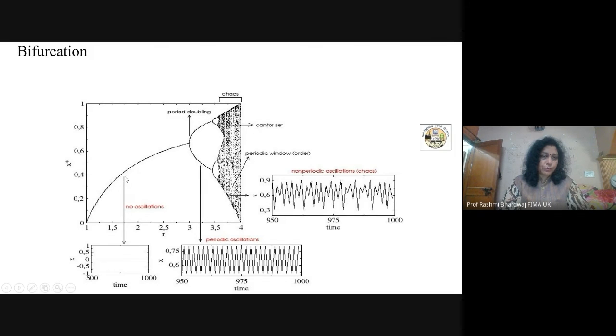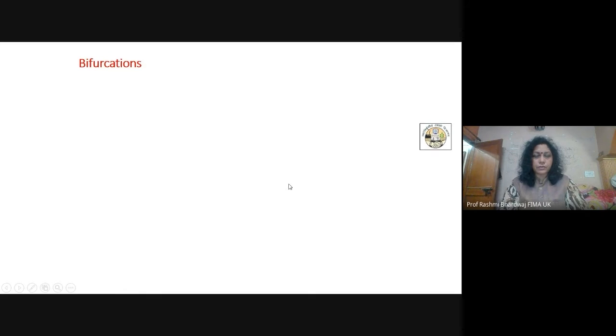It is up to 1 point something. Its value is tending towards 0. That's why it is a catastrophe, an extinct state. From this to this, there is no catastrophe, or only oscillations. After that, it is a period doubling phenomenon where your curve is dividing into 2, and at 3.2, then 3.5, then 3.55, like this. So this is where you are getting an extinct position, because this is tending towards 0. Here it is oscillating. And after that, you have non-periodic forms.